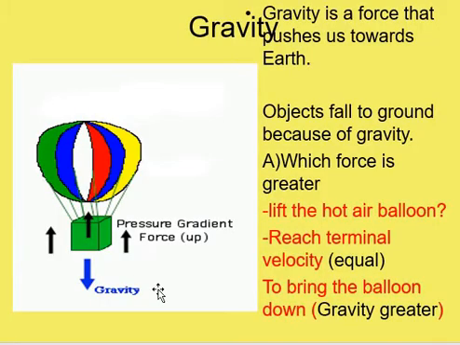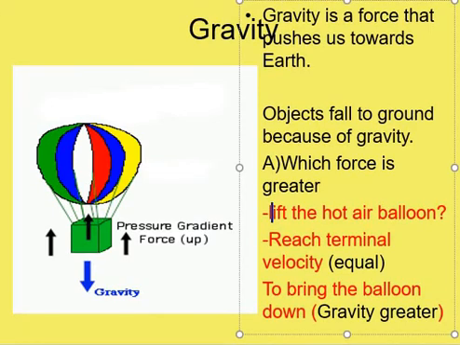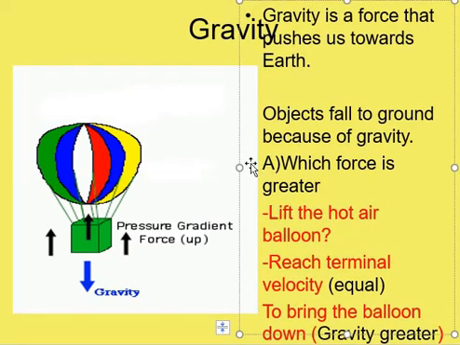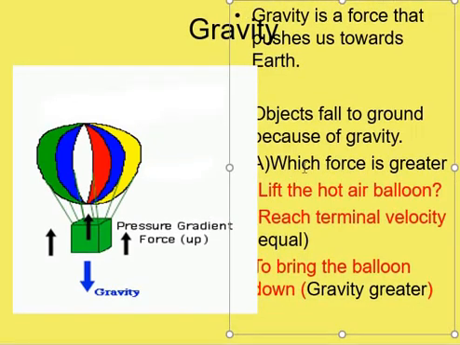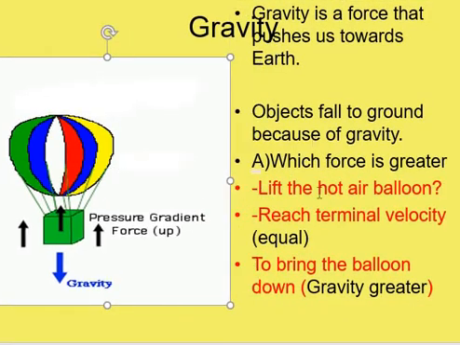So here we have a hot air balloon. There's air resistance pushing up into this hot air balloon, and we've got gravity pulling it down. Objects fall to ground due to gravity. Which force is greater if we lift the air balloon? To lift the air balloon up from the ground, which force is greater? Well, you should be able to say that the upward force is greater, so it is the air resistance.